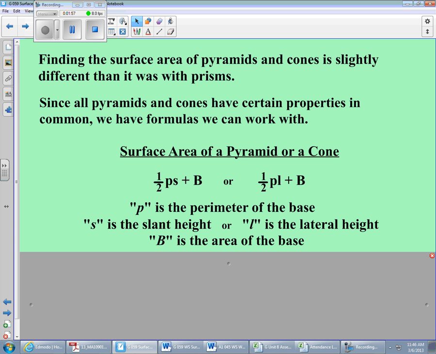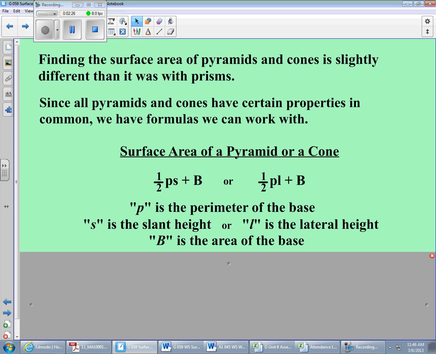Some people call that distance that comes down the outside of the figure a slant height. Other times it's called a lateral height. So whether they call it slant height or lateral height, they are synonyms. They mean the same thing. I just don't know which formula you're going to end up seeing, so we're going to make sure we see them both: 1/2 PS or 1/2 PL plus big B.